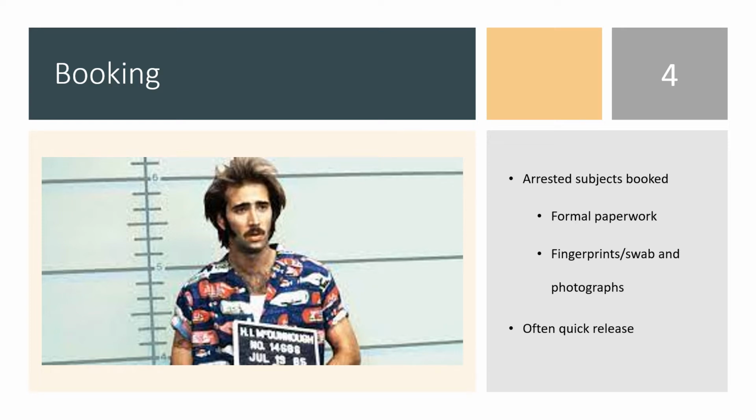So after a person is arrested, they go to booking, and booking is where the person is entered into the local and state and federal databases. So the person has to go through formal paperwork. They are fingerprinted in some states and some areas. They do a cheek swab, and then that person's DNA is tested for DNA that is within the system for cold cases. And it's typically a quick release. The person is either released on their own recognizance or with a different kind of bond.